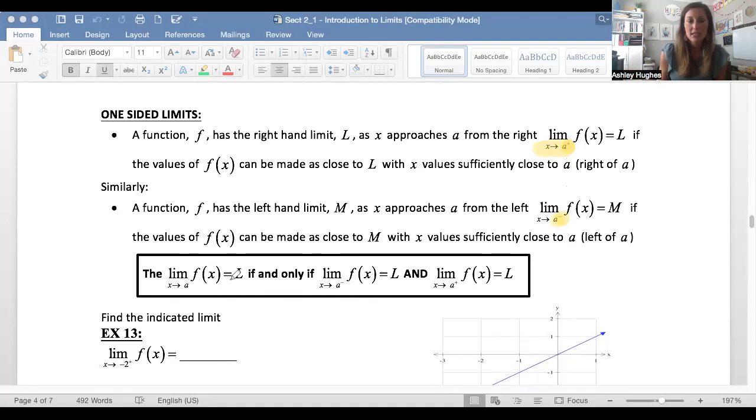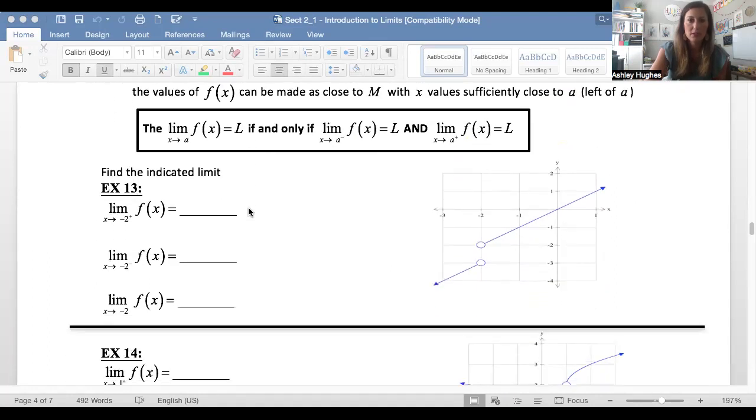Okay, so this exists as long as these limits are the same. And if these limits are the same, then the limit exists. That's what if and only if means. It's called a biconditional statement, where a statement and its converse are both true.